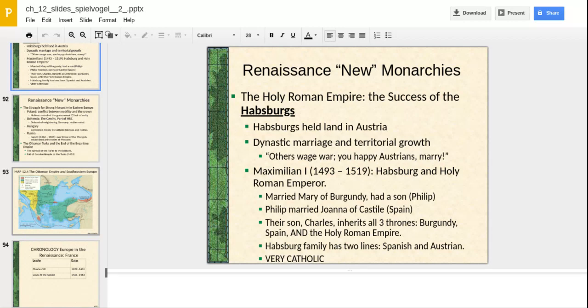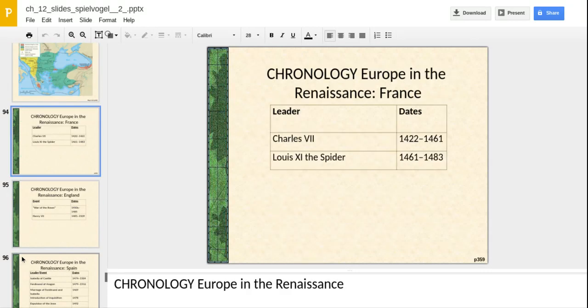The Habsburg family has two different lines. There are the Spanish Habsburgs, and there are the Austrian Habsburgs. Both are very, very devout Catholic.